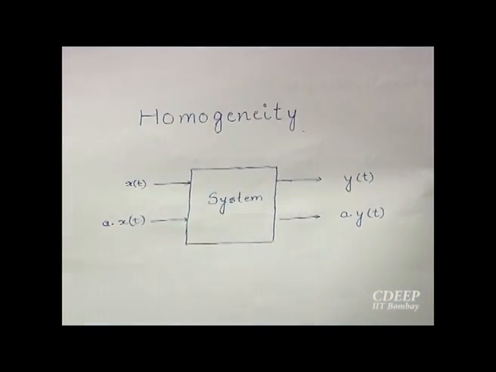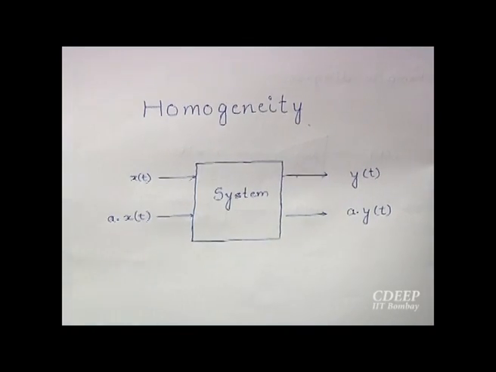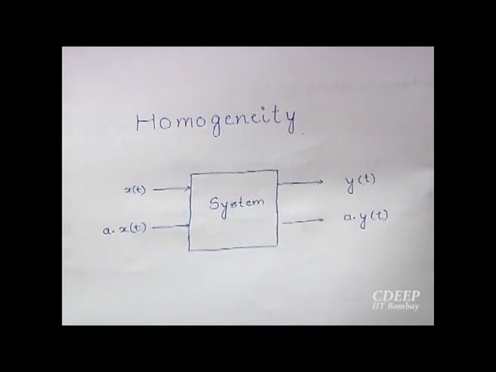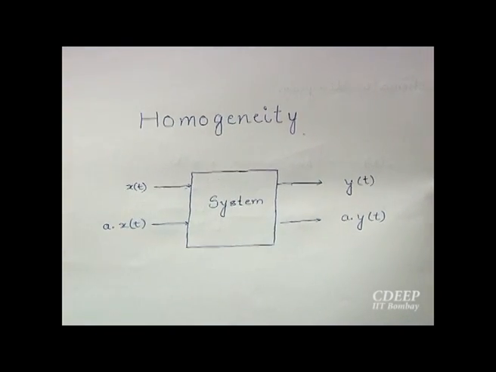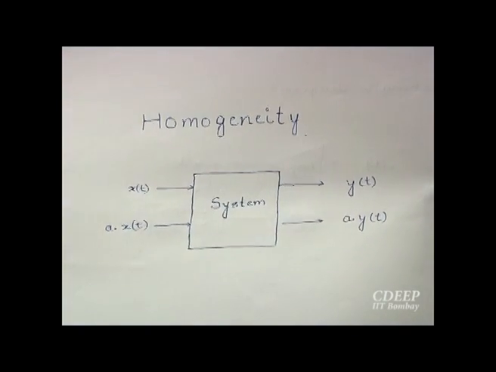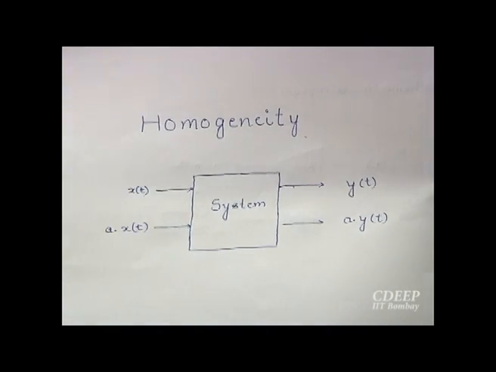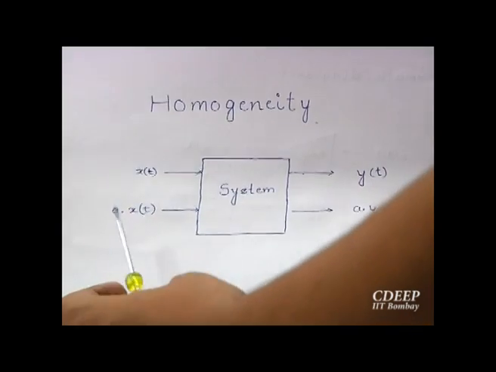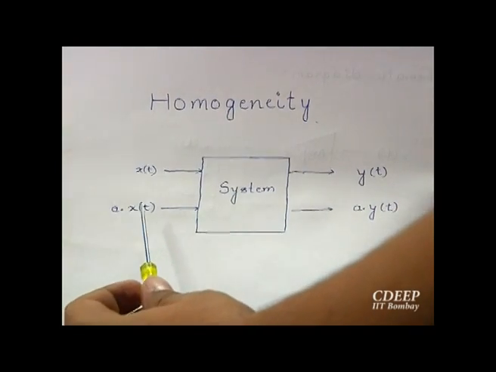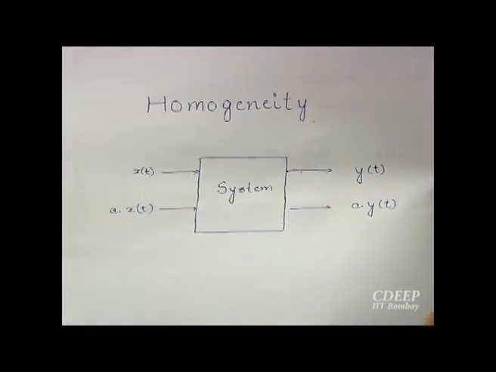A system is said to be homogeneous if it satisfies the following condition. For a given signal x(t), if the system generates an output y(t), then for the same signal multiplied through a constant a, the system should generate the same output multiplied through the same constant. That is, for the signal a·x(t), the system should generate the output a·y(t).